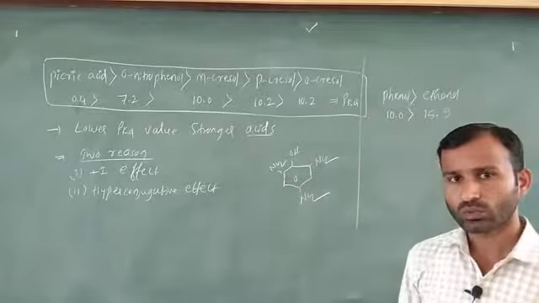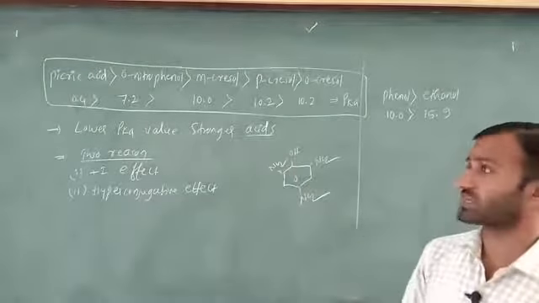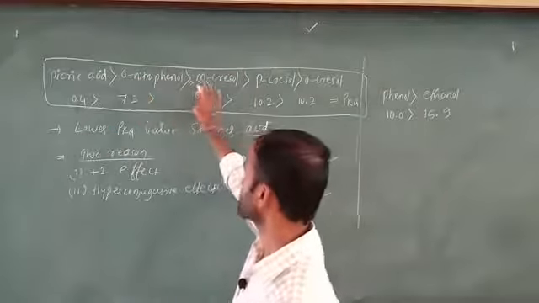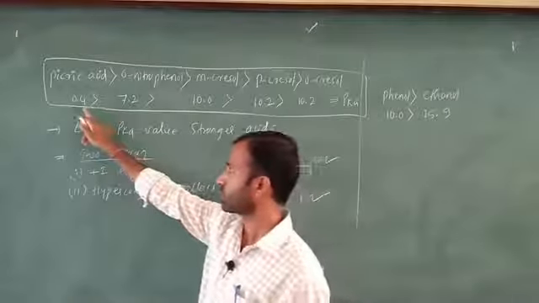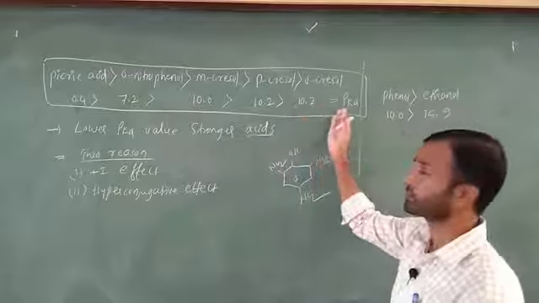The more electron withdrawing groups, the more acidic. That is why picric acid is the most acidic. Next after that, orthonitrophenol, then metacresol, paracresol, orthocresol. Here the pK values are 0.4, 7.2, 10, 10.2, 10.2. These two have the same pK value.